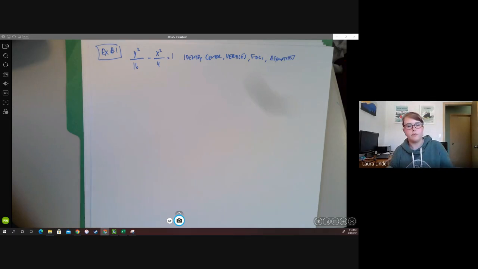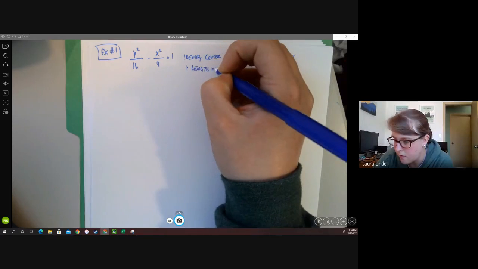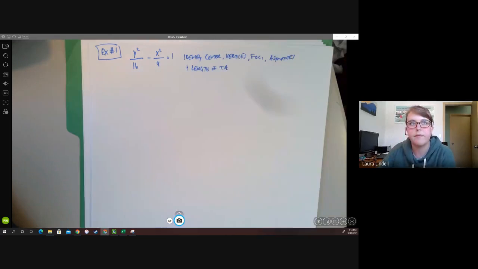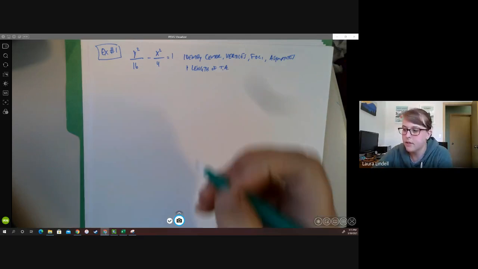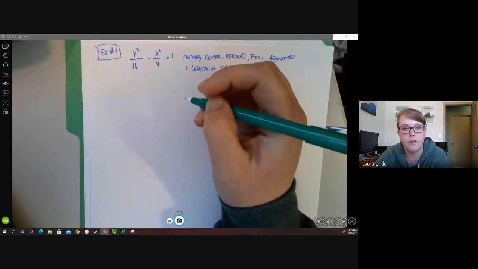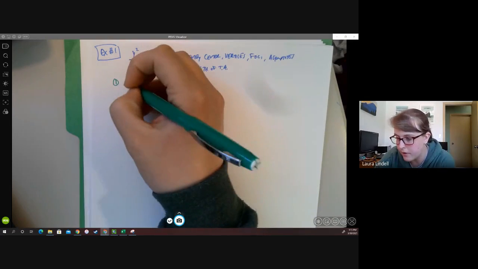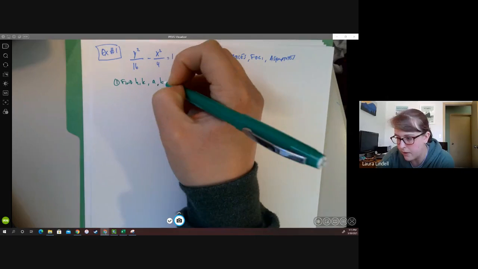Oh, and I guess also the length of the transverse axis as well, since that's another thing that we'll want to have, and it's fairly easy to point out. Okay. So first thing that we might notice is that y comes first. So that means that our transverse axis is going to be vertical. We also might notice that our center h and k are both 0 here. So the first thing that you want to do here is find h, k, a, and b.